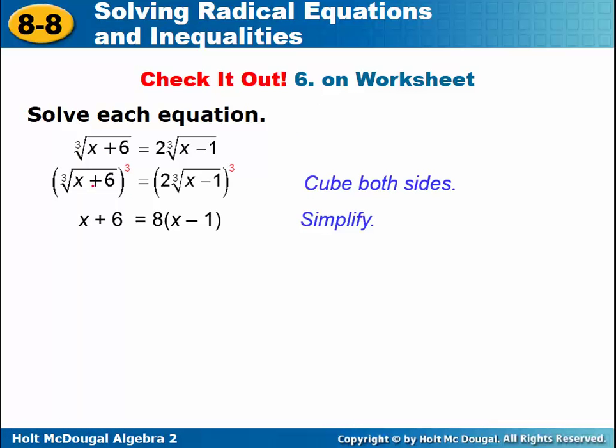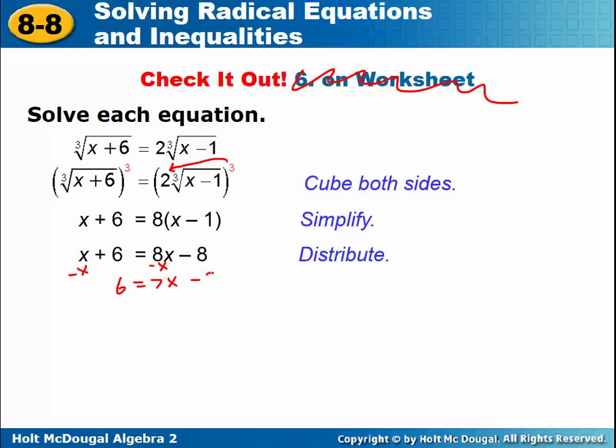So we have the cube root of x plus 6 equals 2 times the cube root of x minus 1. So if we cube both sides, you have to cube the 2 and the cube root of x minus 1. So 2 cubed is 8 times x minus 1. On the left, we just get x plus 6. So then we distribute, and we get 8x minus 8 on the right side. And then we need to solve for x. So 6 equals 7x minus 8.